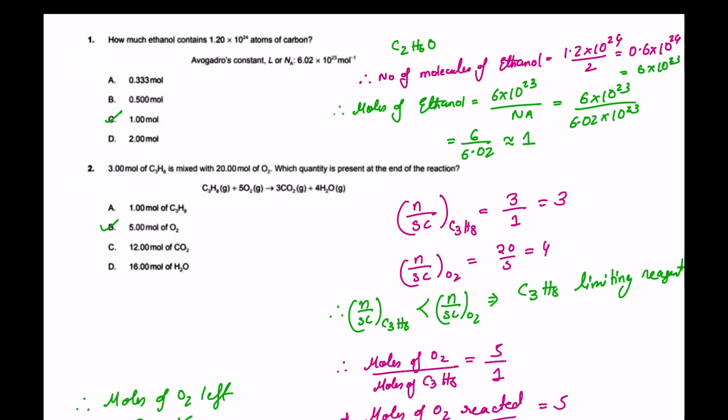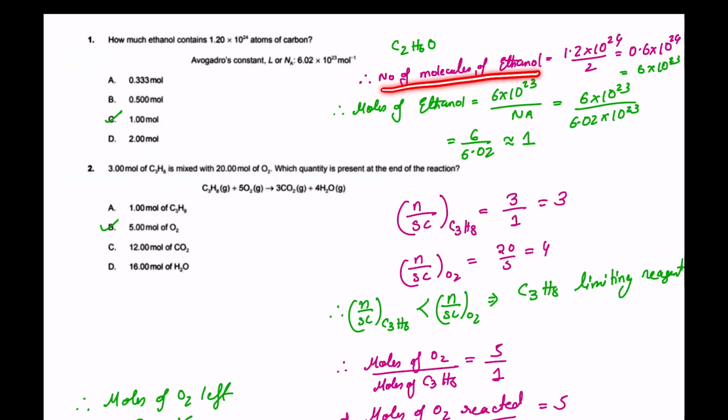Our first question goes like this: how much ethanol contains 1.2 × 10^24 atoms of carbon? Now ethanol has a molecular formula of C2H6O. That means every molecule of ethanol contains 2 atoms of carbon. So one atom of carbon will be there in half of a molecule, right?